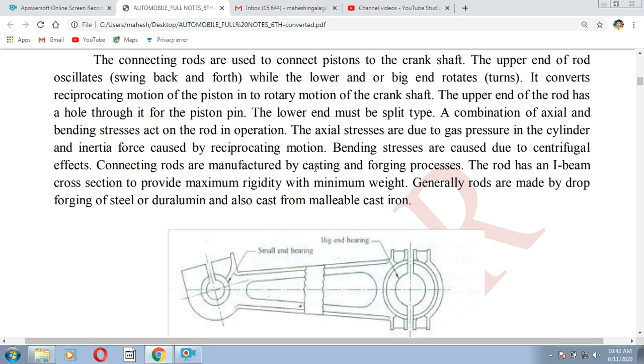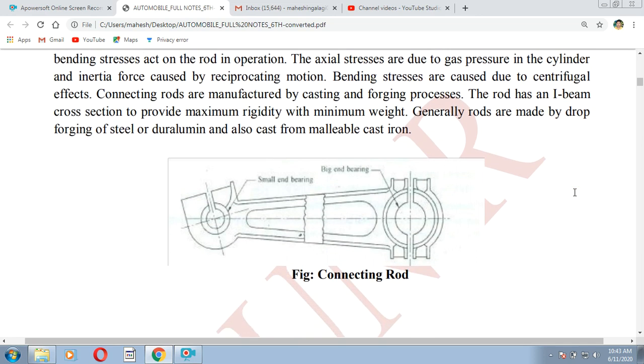Connecting rods are manufactured by casting and forging processes. You will learn about casting and forging in one more subject, the manufacturing process subject. With the help of casting and forging, they prepare this connecting rod. The rod has an I-beam cross section to provide maximum rigidity with minimum weight. Generally, rods are made by drop forging of steel or duralumin, and also cast from malleable cast iron. So likewise, we have the connecting rod.